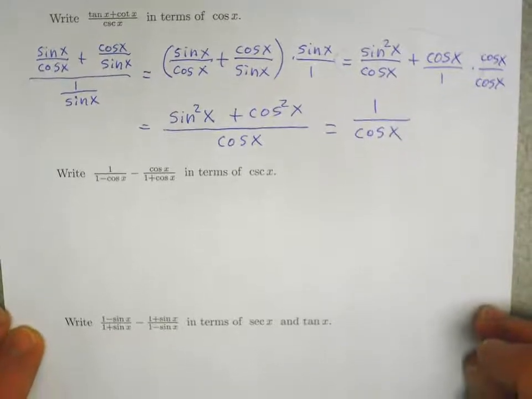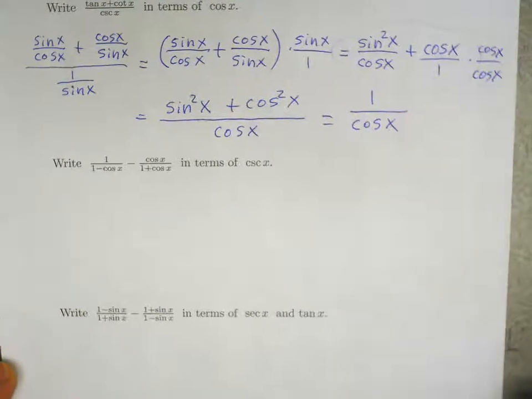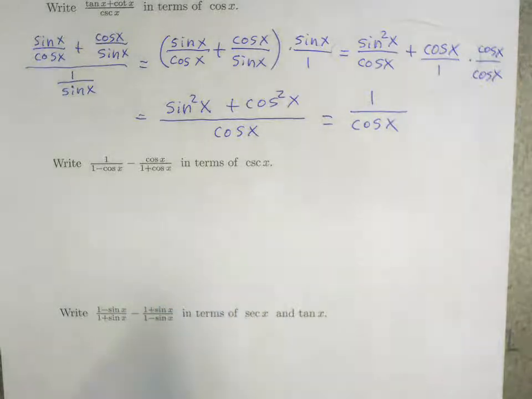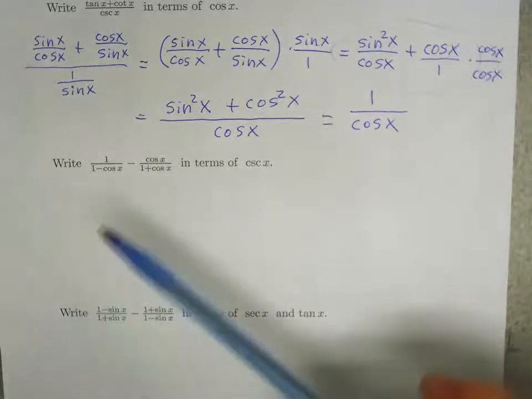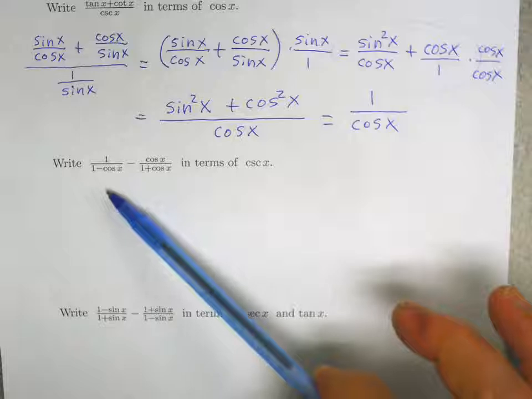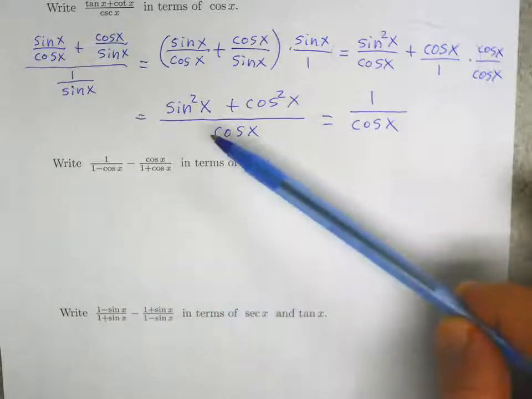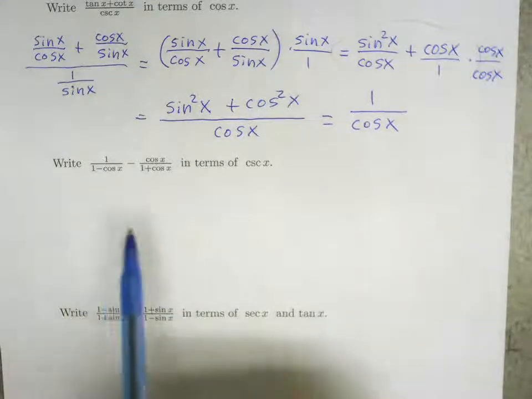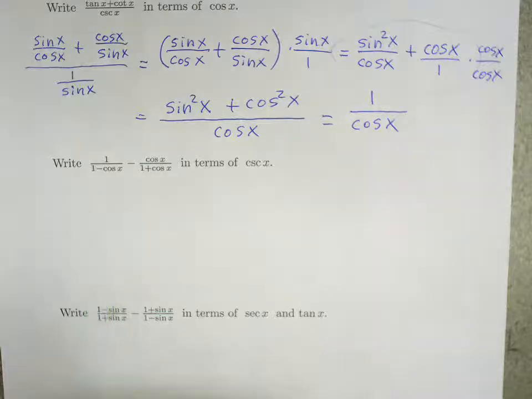Okay, in the next example, write this difference in terms of cosecant of x. So we have 1 over 1 minus cosine of x minus cosine of x over 1 plus cosine of x. So the least common denominator is what we get when we multiply 1 minus cosine of x times 1 plus cosine of x.